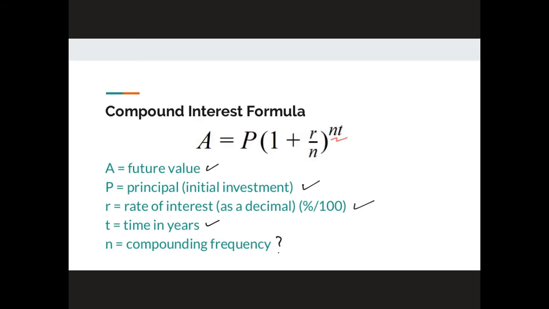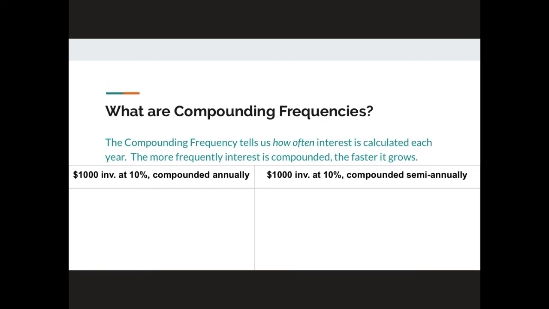But this last one is a bit new, the compounding frequency. So what does that mean? What is the compounding frequency? Using this compound interest formula, we just need a number to plug in here. This is just theory to show you how it affects the compound interest formula. A compounding frequency tells us how often interest is calculated each year. And the more frequently interest is compounded, the more interest actually gets earned.